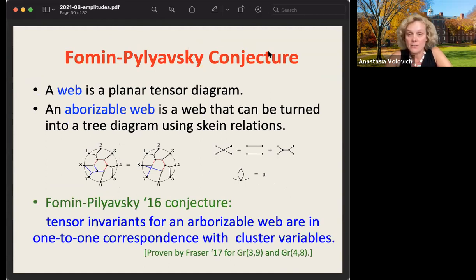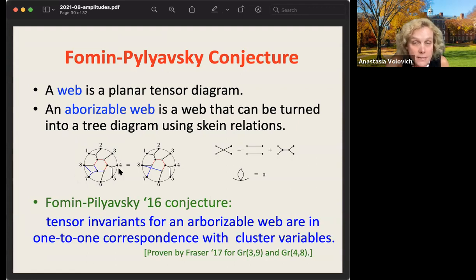Now comes the Fomin-Pylyavskyy conjecture, and that's the following. First, let's call a web a planar tensor diagram. And second, we're going to call a web arborizable, from obviously arbor, the French word for tree. So an arborizable web is a web that can be turned into a tree diagram using these skein relations. Here, for example, I have an example.